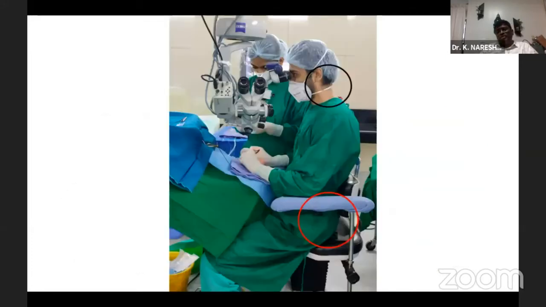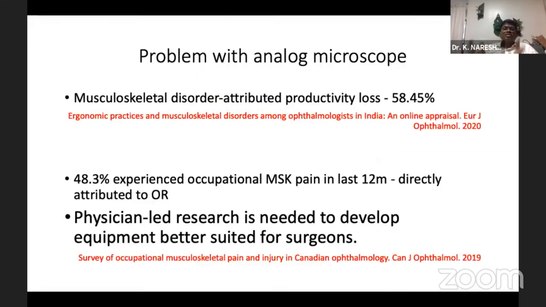So this is what, when you're operating, you can see how you sit in the heads down position, and you will have to follow the dictate made by the microscope, and you are not at liberty to position yourself. So this is the problem with the analog microscope. Almost 60% will have musculoskeletal disorder, which is attributed to the loss of productivity.